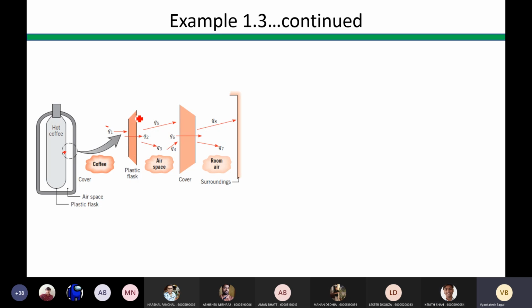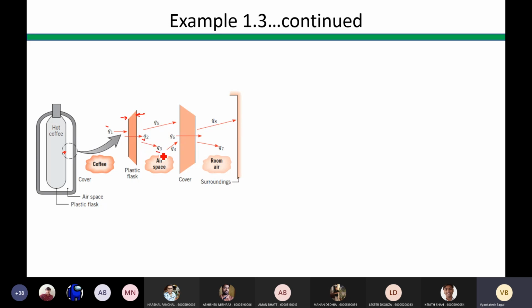So this is the thickness of your flask, right? We know with this thickness there will be conduction taking place through this thickness, right? So this might be the conduction part. So this is convection, this is conduction.